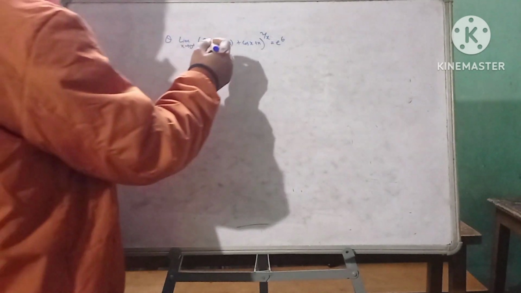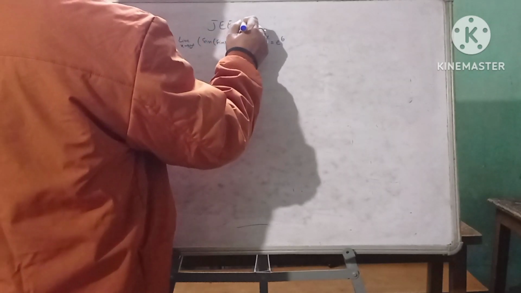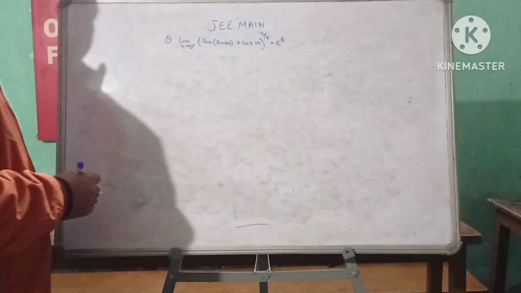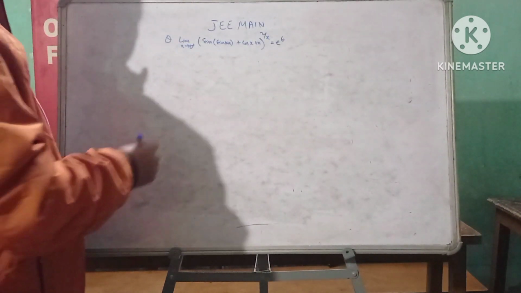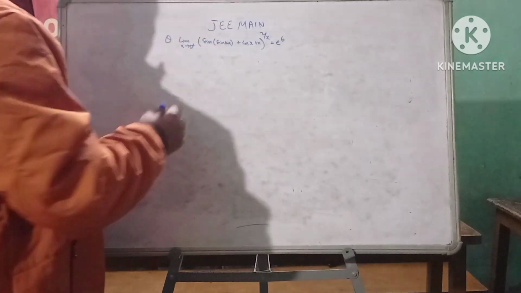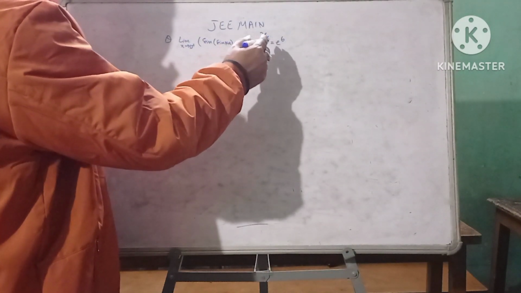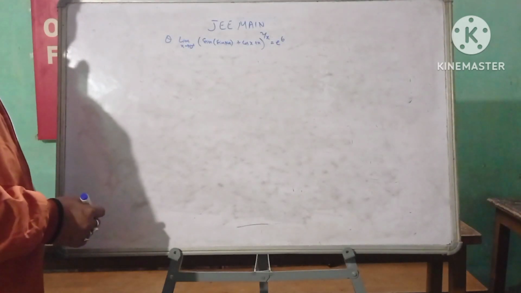This is a JEE Mains question. Here, the limit of (sin kx + cos x + x) to the power 2 by x, as x tends to 0, is equal to e to the power of 6. So how to solve it?